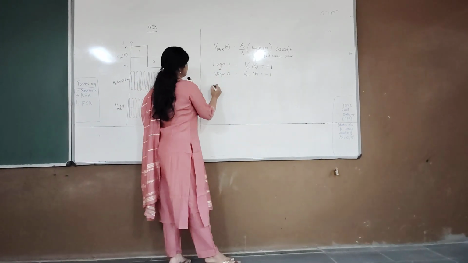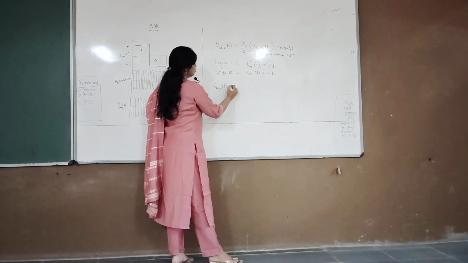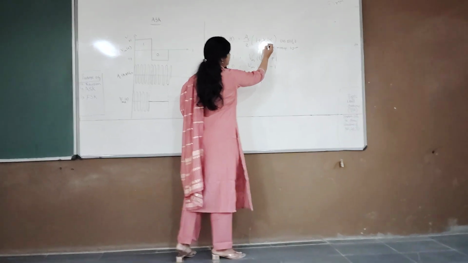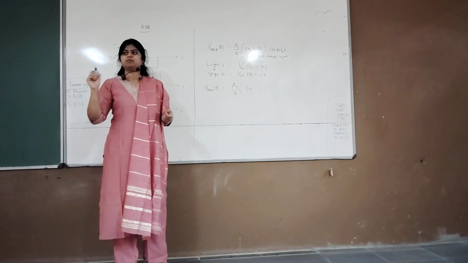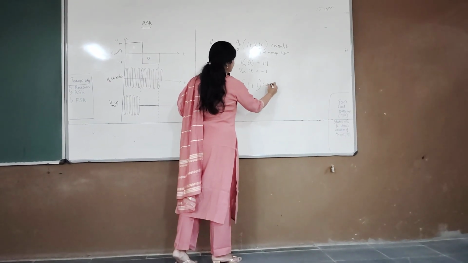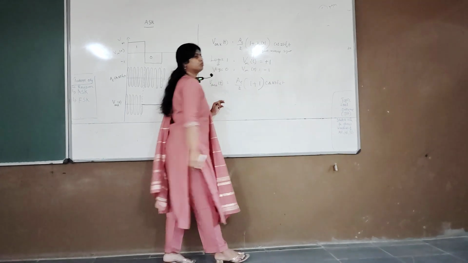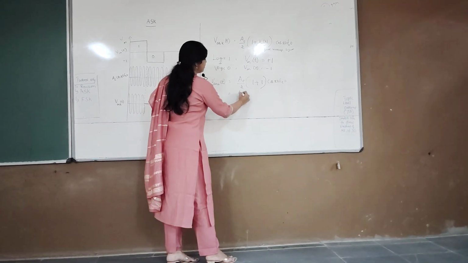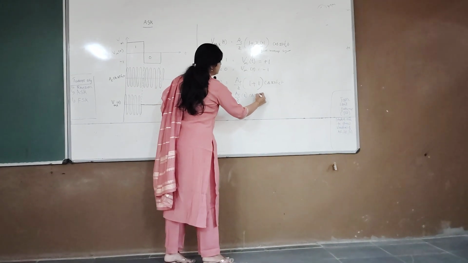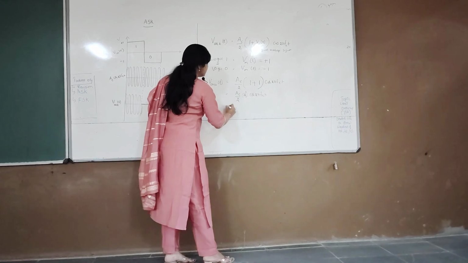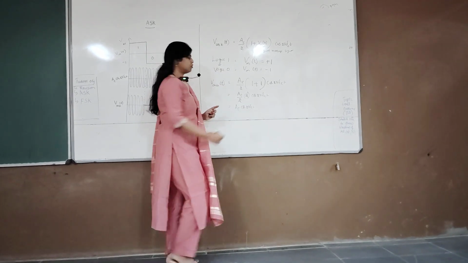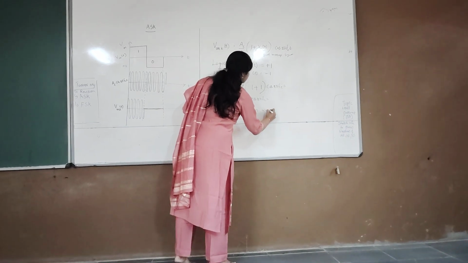For logic 1 condition, VASK of T is equal to AC by 2 into 1 plus, what is VM of T for logic 1? It is +1. So in the place of VM of T, we replace it with +1 and the remaining things go as they are, that is cos 2 pi FC. Your final expression will be AC by 2, 1 plus 1 is 2, cos 2 pi FCT, where 2 and 2 get cancelled. So the corresponding output is AC cos 2 pi FCT, which is the representation of a carrier signal. This is a carrier signal equation.